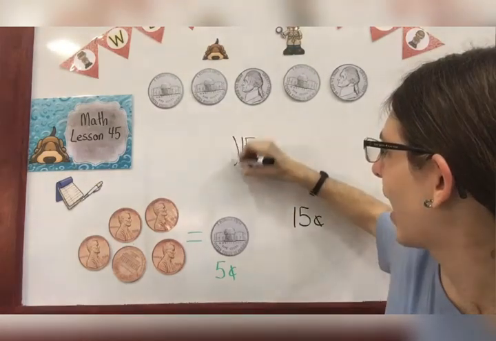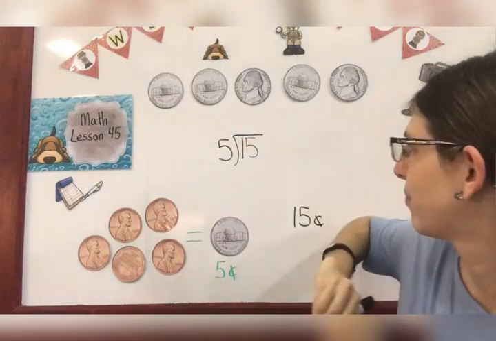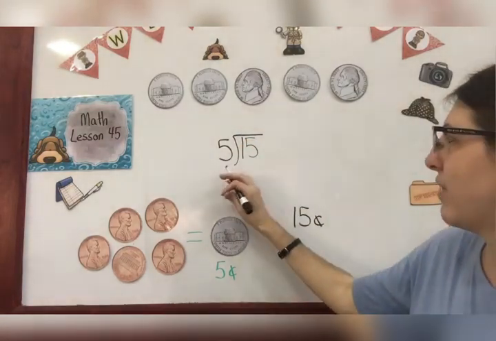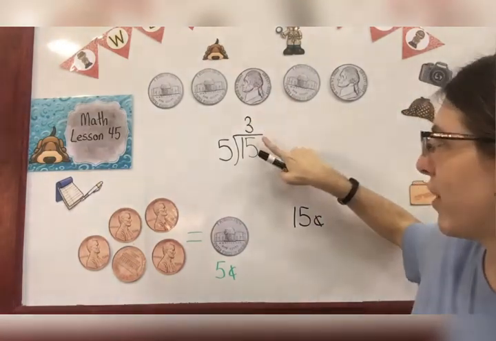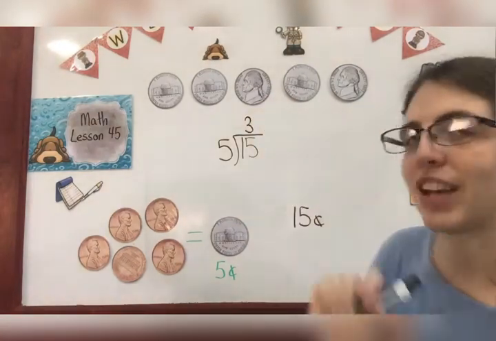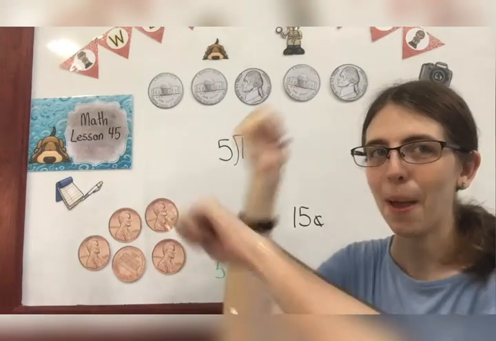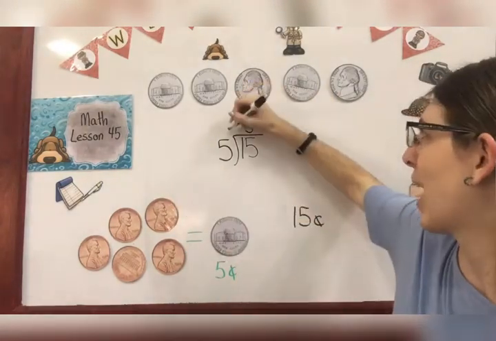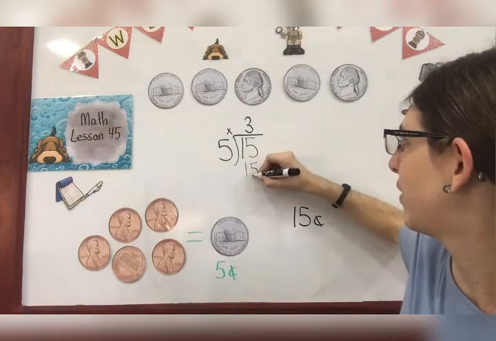I'm going to divide that by 5. 15 divided by 5 is 3. I put my 3 over the 5. So I've done my first step of division, which is divide. What's next? Multiply. So now I have 3 times 5, which equals 15.